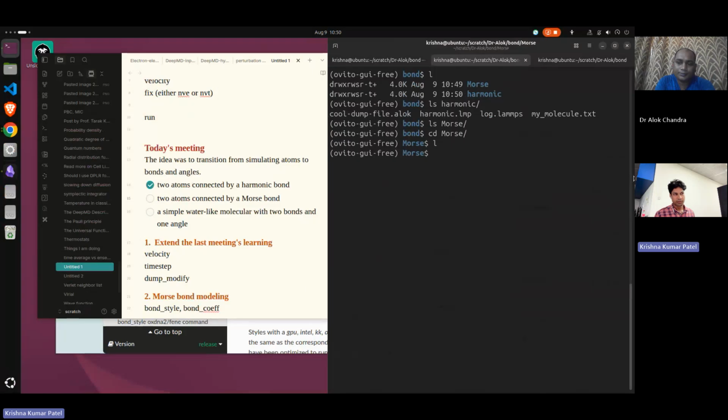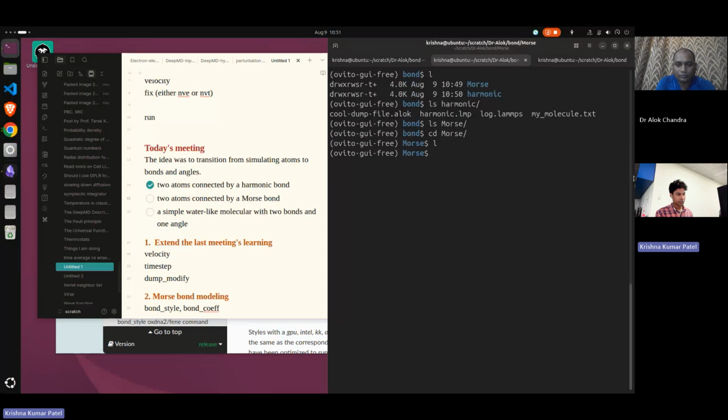For Morse, well, to simulate Morse bond, we are going to write a data file and a LAMMPS file. So we are just going to borrow those two files from harmonic directory and then make changes to that. So I'm going to copy.